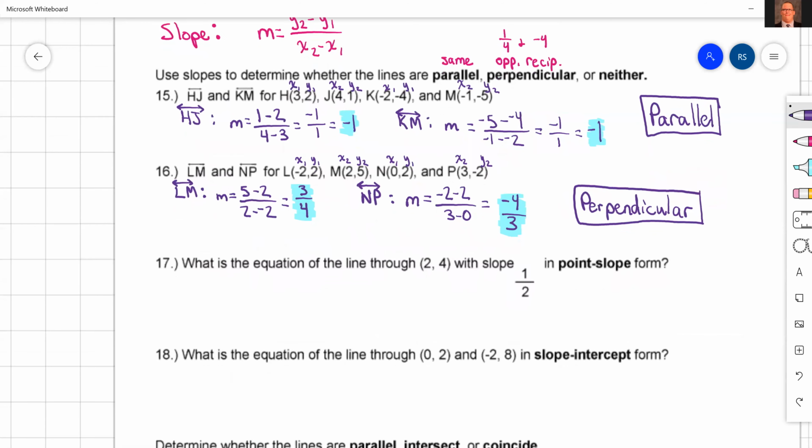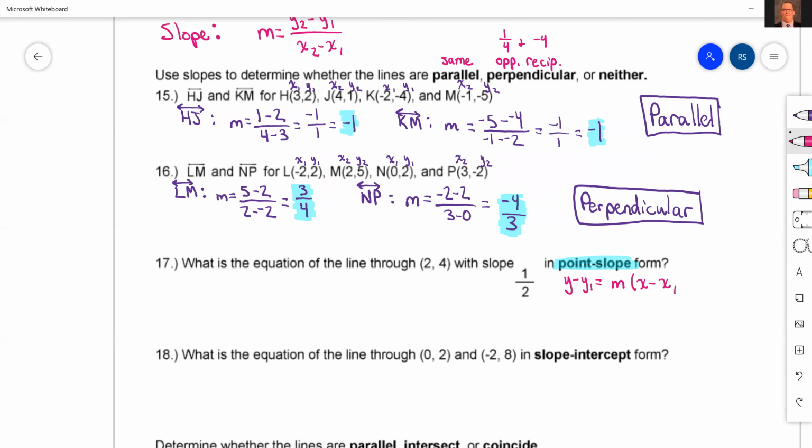Okay, next one. 17 says, what is the equation of the line through 2, 4 with a slope of 1/2 in point slope form? Point slope. What do I want my final answer to look like? y minus y1 equals m times x minus x1.